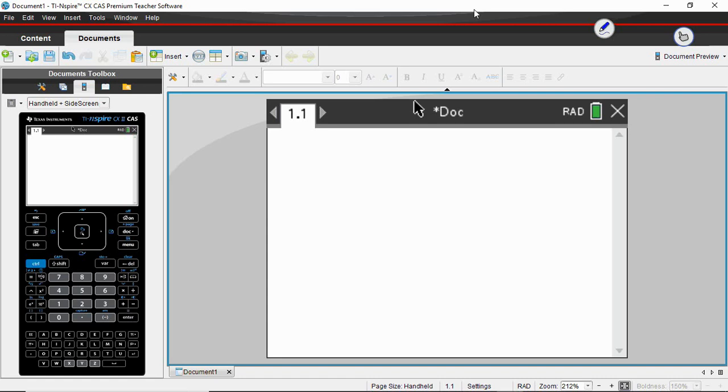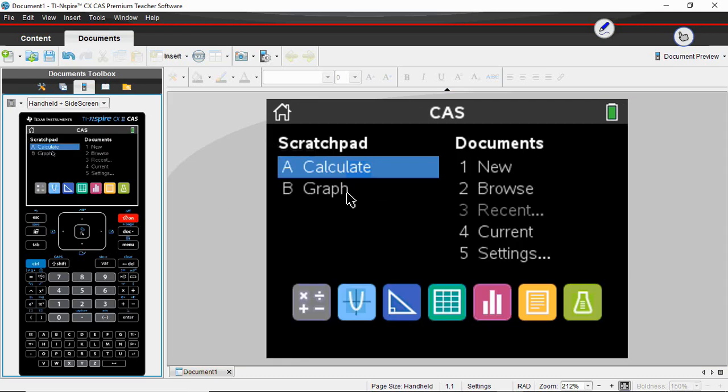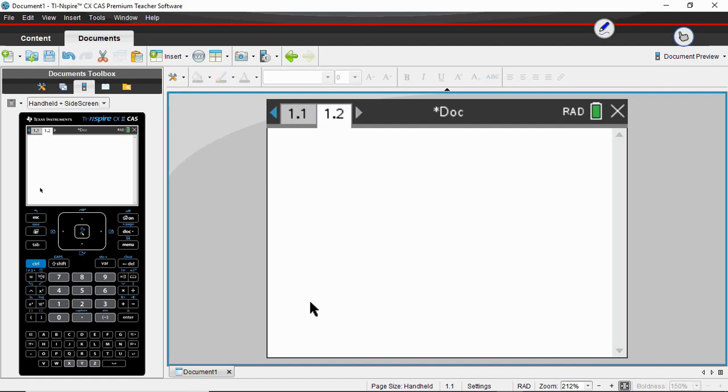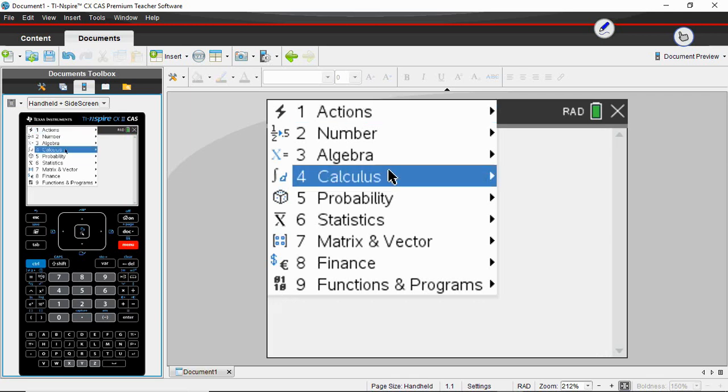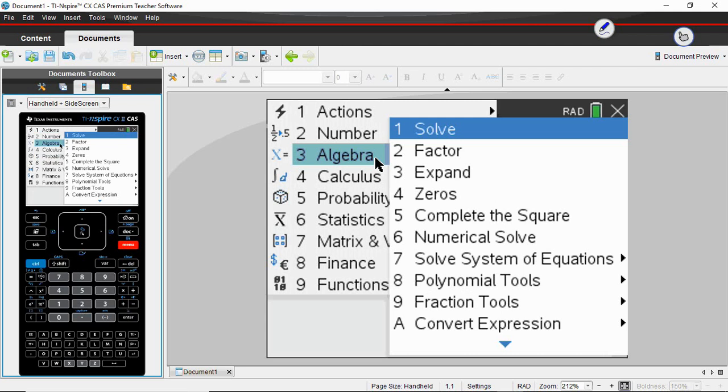So the first thing I'll show you is on the main calculator screen. So from the home page, again, never using the scratch pad. We're going to go down here. We're adding a calculator screen. So we're going to press menu. Everything good happens in the menu. And I guess what we're doing today primarily is algebra based. So I want to go in there, and we're solving equations, right? So the one that sticks out to me right now is number 1, solve.